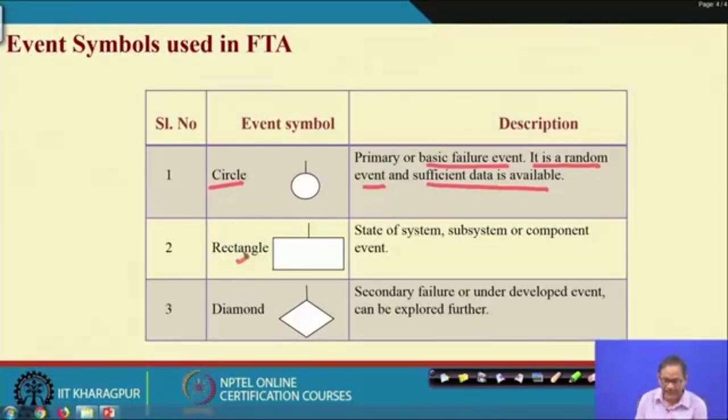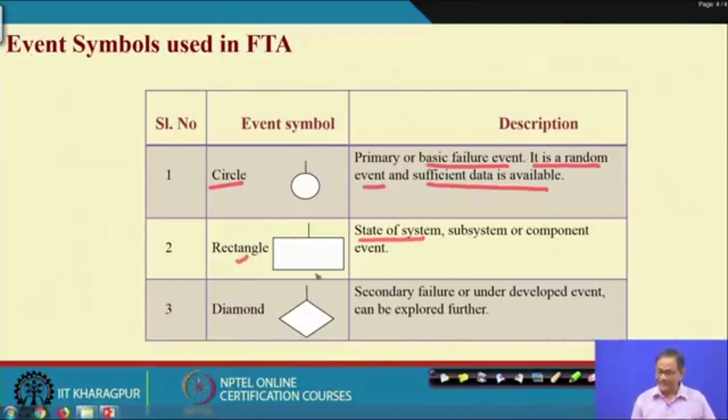Then another symbol you use is the rectangle. It basically talks about the state of the system, subsystem or component event. For example, with reference to the pressure tank system, the state of the system is tank rupture, or the subsystem may be the pumping system, or the storage system like the pressure tank itself. So, pump overrun, or a component level event may be timer failure, or operator failure. All such states, whether the tank is in normal condition or failure condition, whether the pumping system is in failure or working condition, whether the components have failed or not, will be represented by a rectangle.